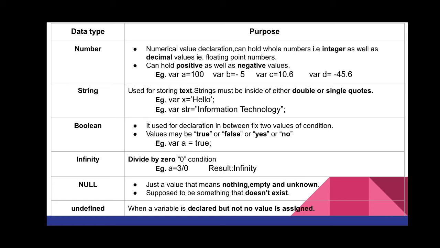Next, boolean. Now this boolean is used for declaration in between two fixed values of conditions. So we have already seen the value may be either true, false, or it could be yes or no. You cannot give values other than this, right? Now here you can see what value I am giving, where a equal to true.